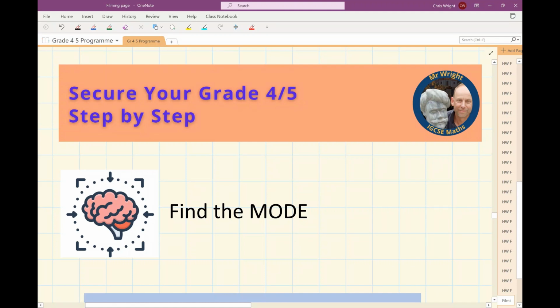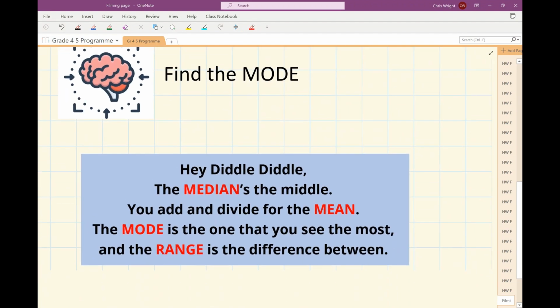In this film we're going to understand how to find the mode. Now the mode is one of three averages. It's one of the ways of getting a handle on what the typical number is from a list of numbers. And sometimes people think, hey, wait a minute, which one's the mode? Because I know we've got the mean and the median and the mode. Those are the three averages, and also there's a range as well. But which one's which? So here is the rhyme you need.